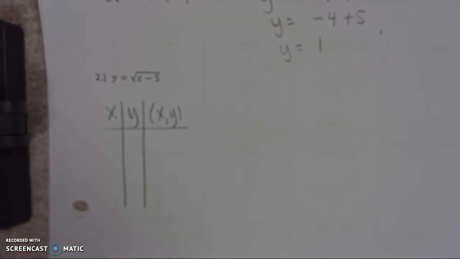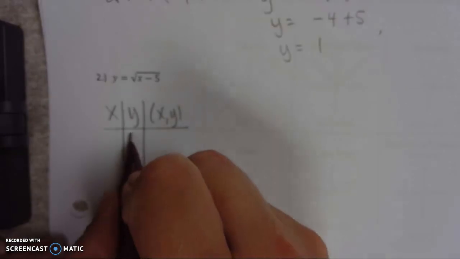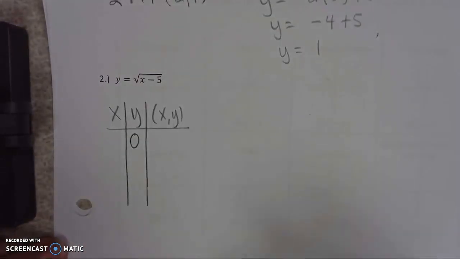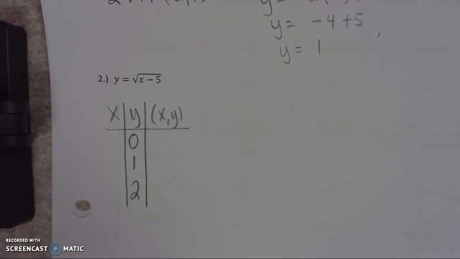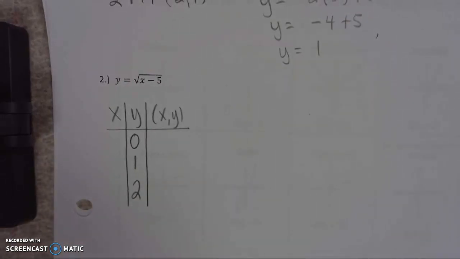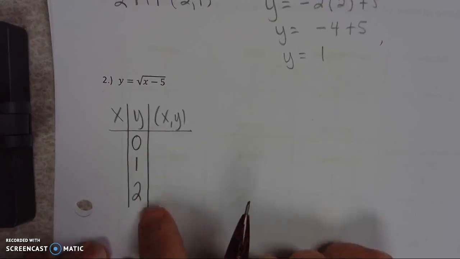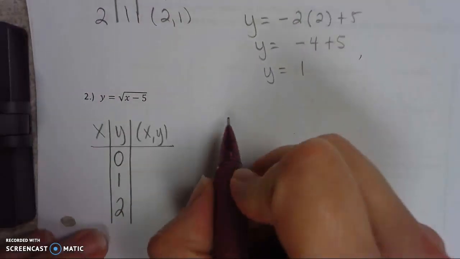Knowing that when I take the square root, it can't be negative, that tells me that y can't be negative. And the very smallest value that I could pick for y would be 0. So I'm going to pick the values 0, 1, and 2. You can pick anything you wanted to as long as it was 0 or greater. And then I'm going to fill these in for x and solve for y.